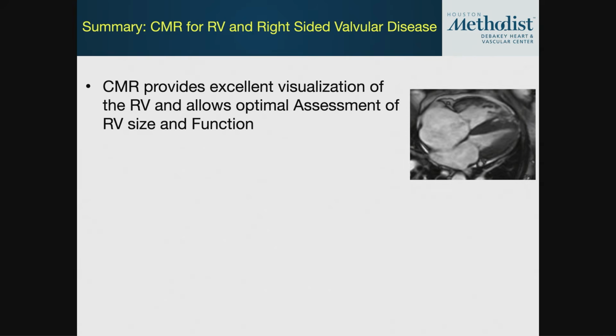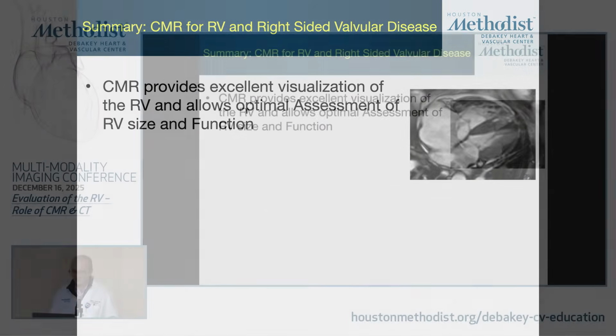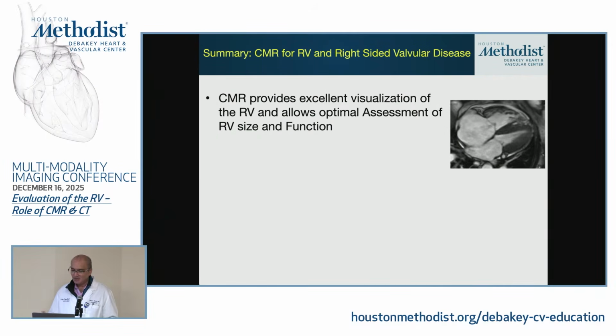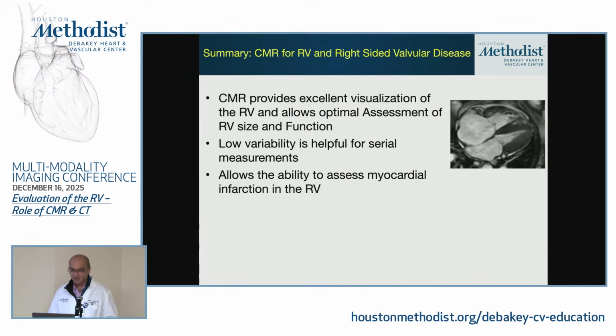So CMR, I think, provides excellent visualization for the right ventricle and really allows optimal assessment of RV size, function, and RV wall abnormalities. Low variability, therefore it's useful for serial measurements. And really, this is the only technique that allows you to directly identify, visualize infarction in the right ventricle.